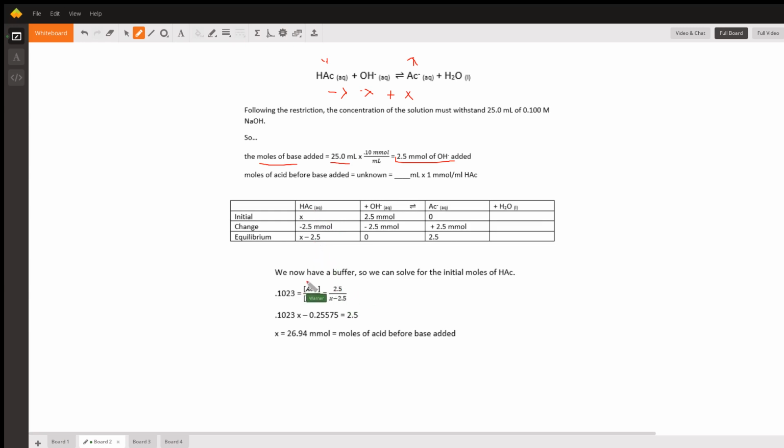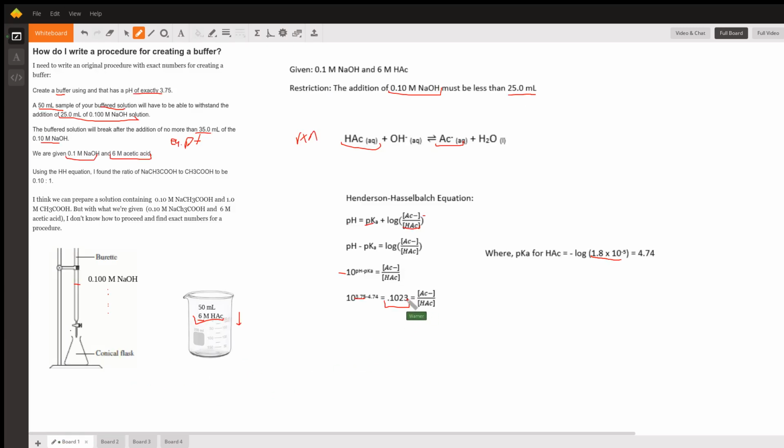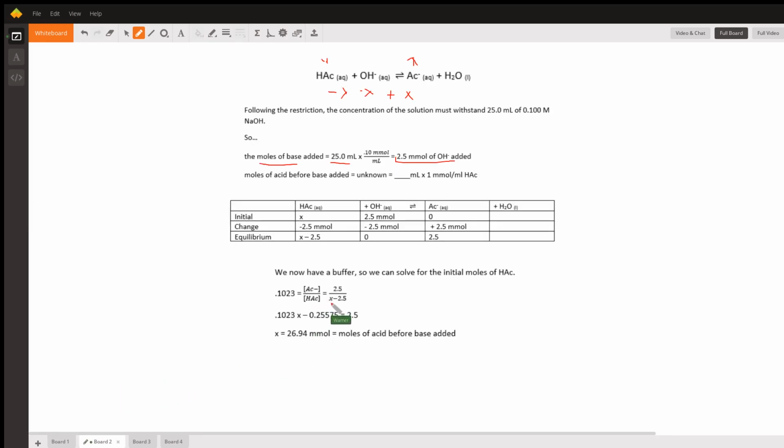So now we created a buffer, since there is a conjugate base and the acetic acid present at equilibrium. So we use these numbers, and we form a fraction here: the fraction of the conjugate base to the acetic acid, set equal to what we found earlier from our manipulations of the Henderson-Hasselbalch equation. So we try to solve what X is, or the initial amount of acid needed. So we realize that there's going to be 26.94 millimoles of acid before the base was added.